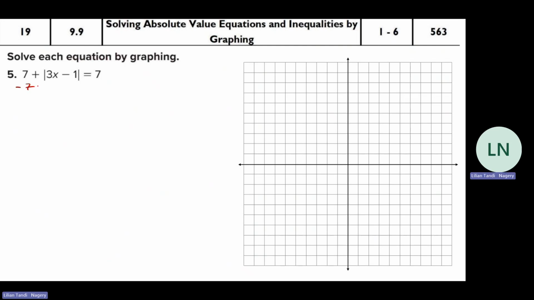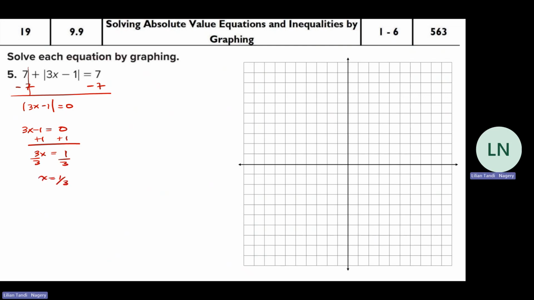Subtract 7. Subtract 7. This goes away. So you have absolute value 3x minus 1 equals 0. So this will have one solution. So then we don't have to do case 1, case 2. So this will be 3x minus 1 equals 0, plus 1, will be 3x equals 1, divide by 3, divide by 3.